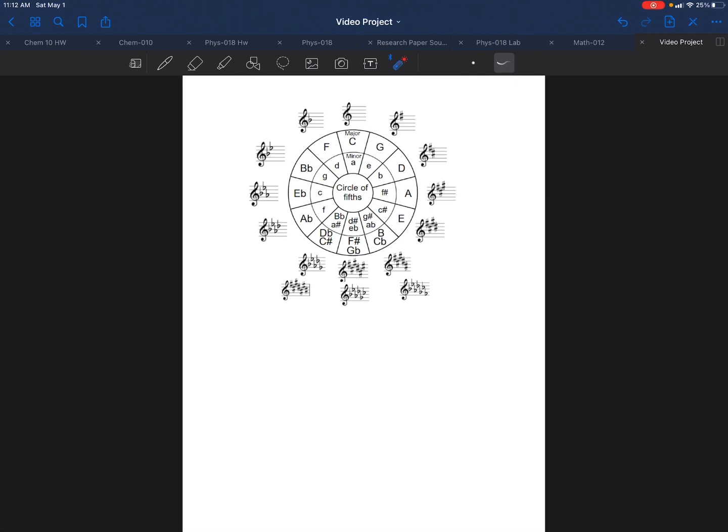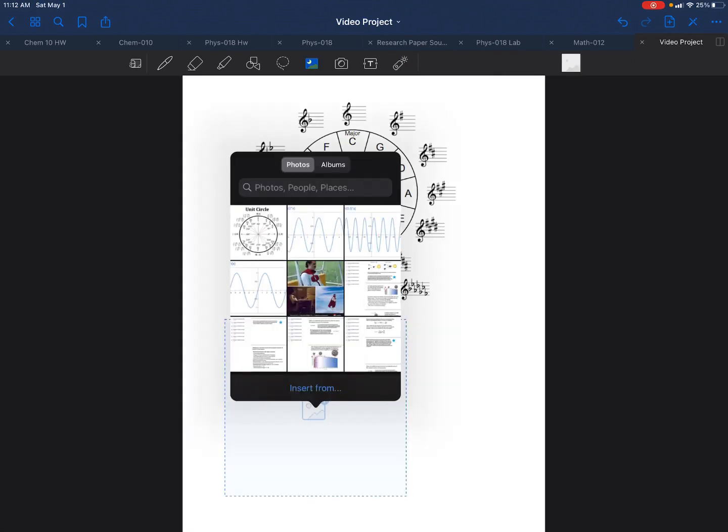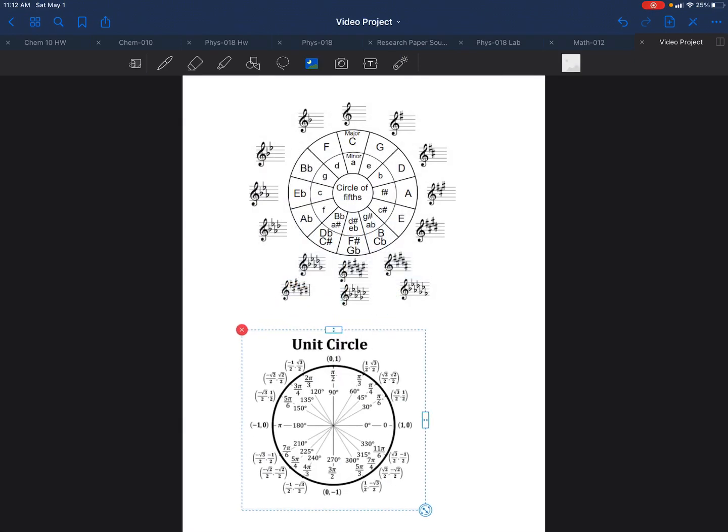All of the sharps and flats in music can be found in the key signature. If we count how many flats or sharps there are and where they are, we can figure out what key the song is, based on the circle of fifths. If this looks familiar, you have likely taken a Math 5 course or other similar pre-calculus course, because this is very similar to the unit circle.